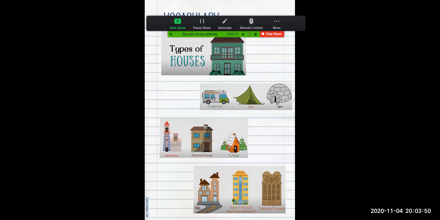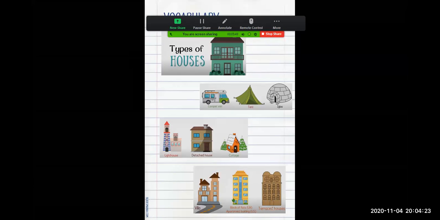Okay, other people live in tents, en tiendas de campaña. In Alaska, for example, they can live in igloos, right? Or people that are watching the ships for 6 months, ese es su trabajo, they live in a lighthouse. They just turn on and turn off the light for the ships to have visibility in the ocean. Eso es lo que hacen in the lighthouse. Turn on and turn off the lights, okay?